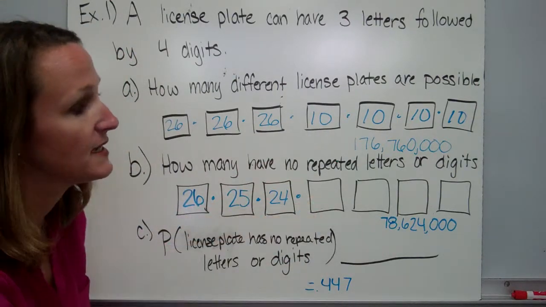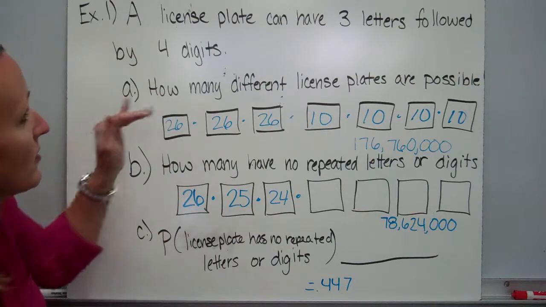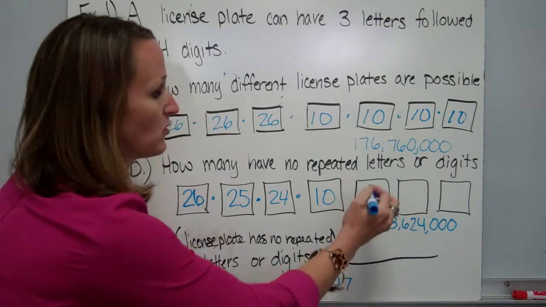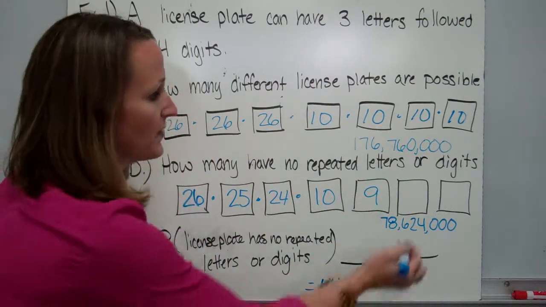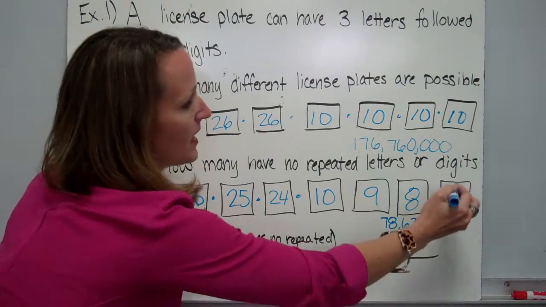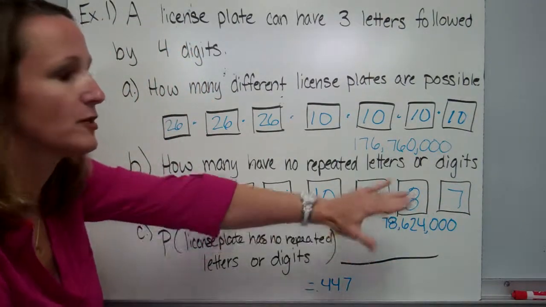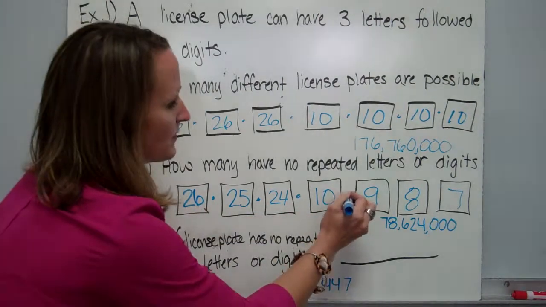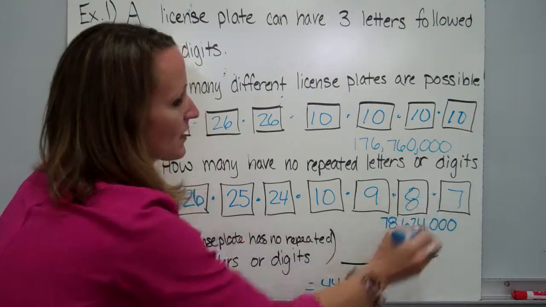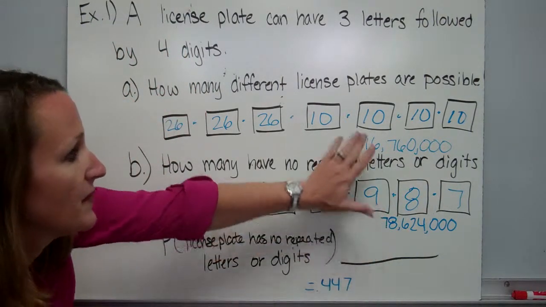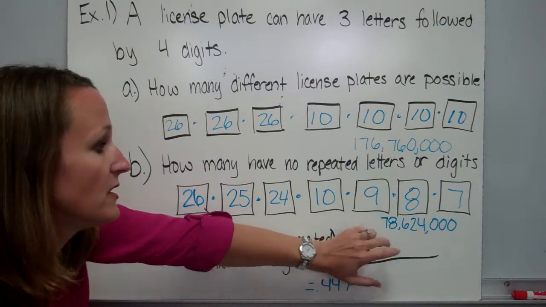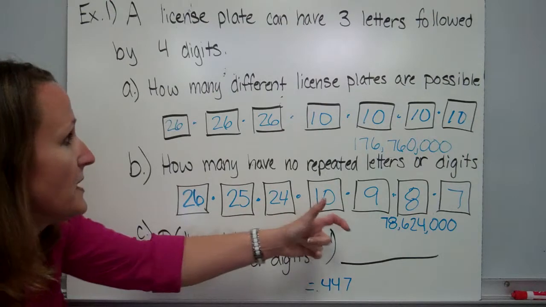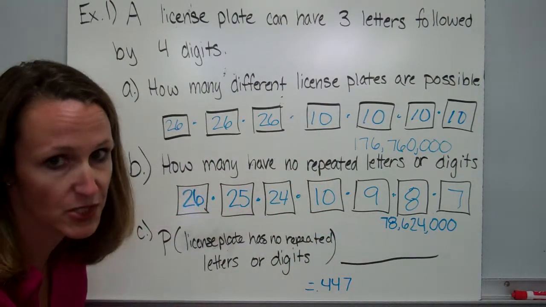Now, I don't want to repeat any digits either, and I'm still doing the same layout, 3 and 4. So my first one can have a choice of 10 different numbers. The next one only has 9 because I've already used one of them, and then 8, and then 7. Again, this decreases because I've already used one each time. So when I multiply all this out, whoops, I forgot my dots, I find out there's quite a bit fewer: 78,624,000. Notice the big difference when I don't have repeating versus when I do.